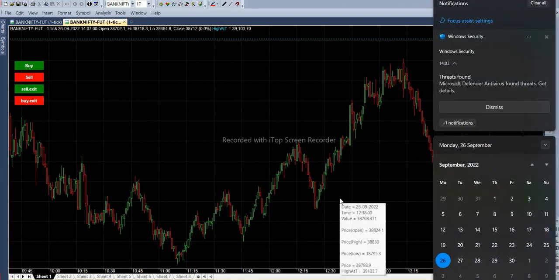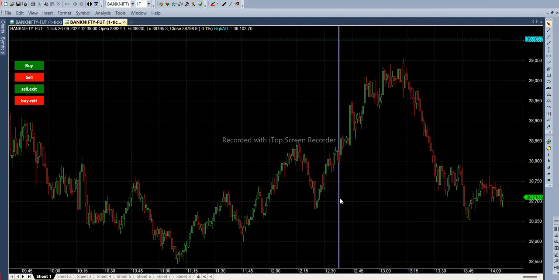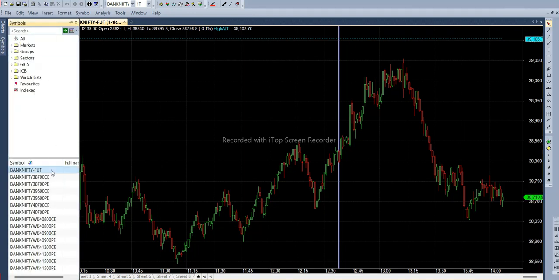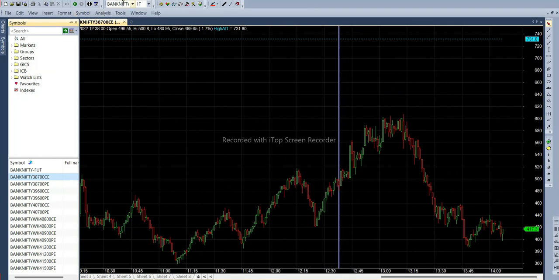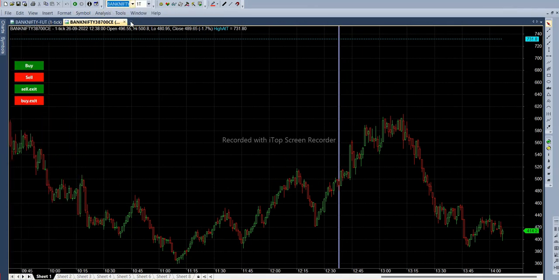Today is 26th September. Today we are trading Bank Nifty options in the weekly contract in the afternoon session. Market price is 38,713. We have to get the money: 38,700 call option and put option. First we have to select the call option here, then copy the symbol, then fit it in the future chart.